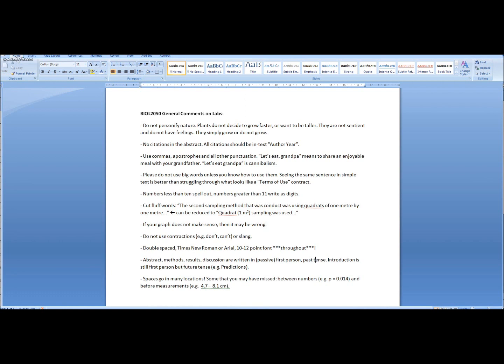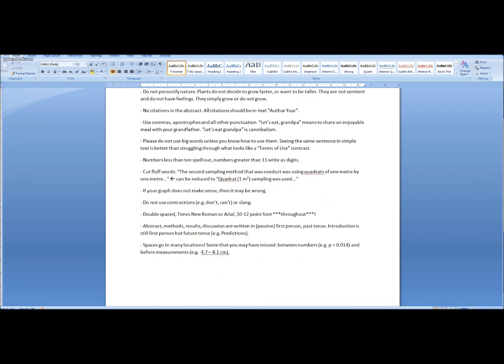So please use the first person, but use it in a limited way when referencing yourself, and it has to be past tense, always past tense. The only time you're not using past tense is in the introduction when you're making predictions, because your predictions are in the future tense, in the sense that you are going to test for this and you think that this will happen. Make sense?